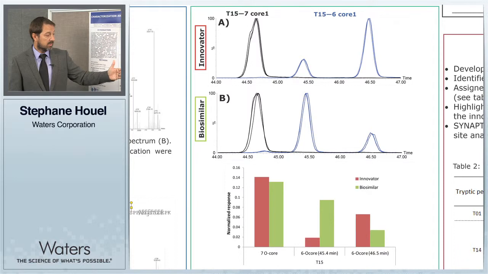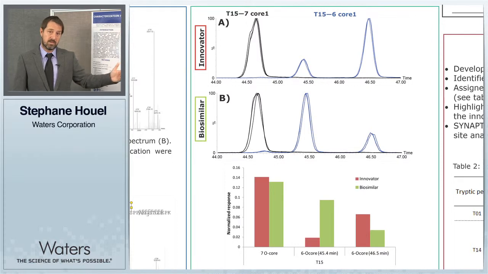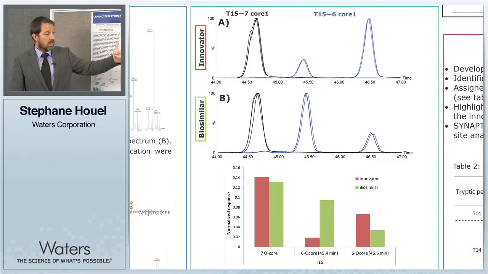And you can see that between the Biosimilar and the Innovator, for the 7 O-core, the normalized response is more or less the same, so you can conclude that you have the same amount of that glycopeptide. But now if you compare the 6 O-core that elutes at different retention times, you can see the distribution is very different. So by using this workflow, you can start to assess the biosimilarity between an innovator and a biosimilar.